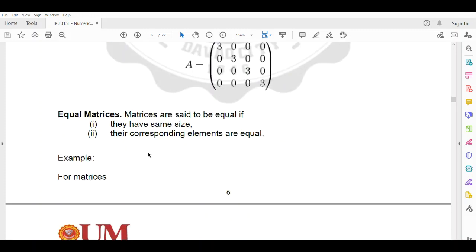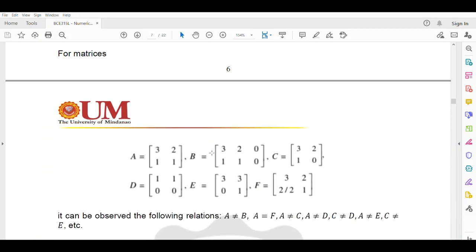And we also have the equal matrices, which are said to have the same size, and their elements should be equal. For example, we have here the matrices A, B, C, D, E, and F. As you can see, A and B are not equal matrices because from the dimension itself, you can already say that they are not equal. And for A and C, although they have the same dimension or the same size, their elements differ. One of their elements differs. So that is already unequal matrices.